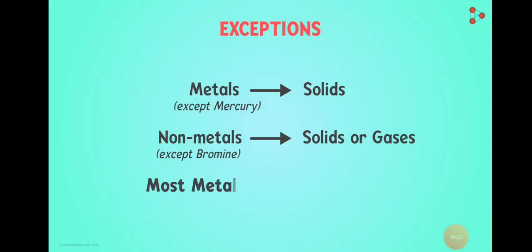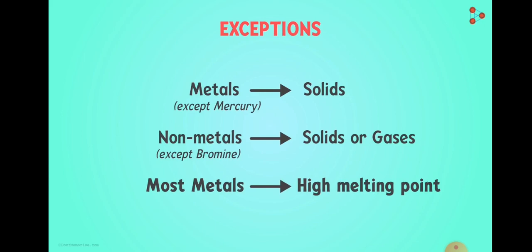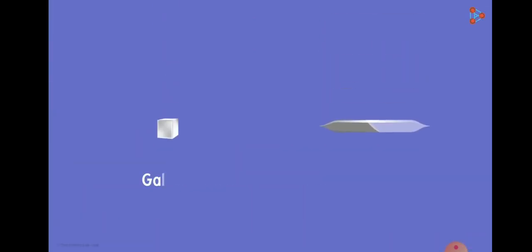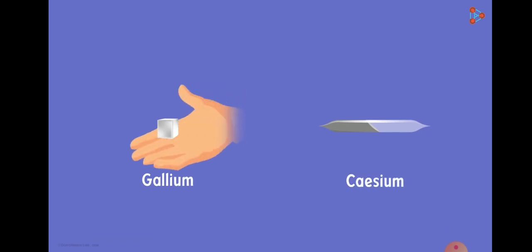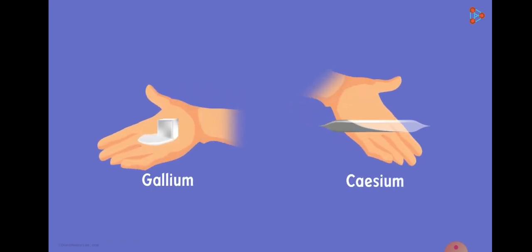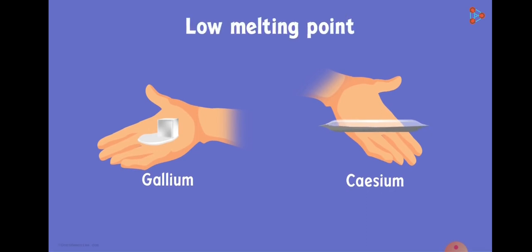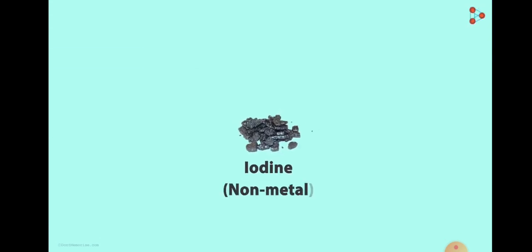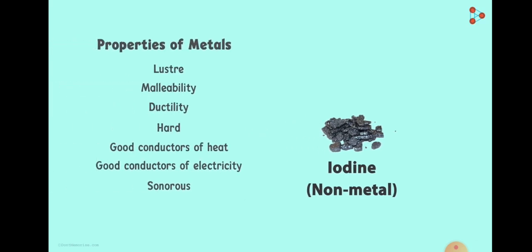For example, most metals have a high melting point, which means that they need a large amount of heat to melt. But look at the 2 metals gallium and cesium. They melt when you keep them on your palm. We must say then that these 2 metals have a very low melting point. Look at another exception in non-metals. Iodine, for example, is a non-metal, but it has a property of the metals. Can you point out which property I'm talking about? Correct, the luster. Iodine has shine or luster, which is technically the property of metals.